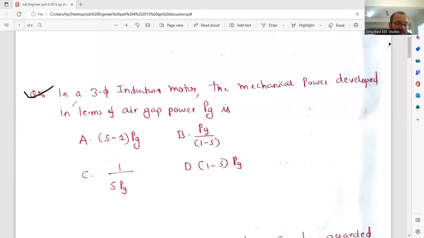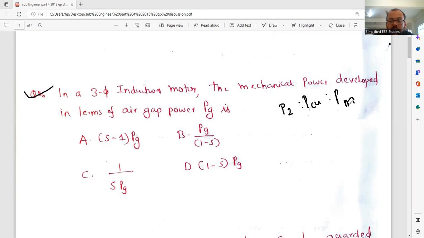Please read question number 56. In a three-phase induction motor, the mechanical power developed in terms of air gap power PG is? You need to remember one thing. Let P2 be the rotor power. Next, PCu means copper loss, copper loss at the rotor side. Next, the mechanical power developed is denoted by the letter Pm. Pm is not mechanical loss; it's the mechanical power developed at the rotor.